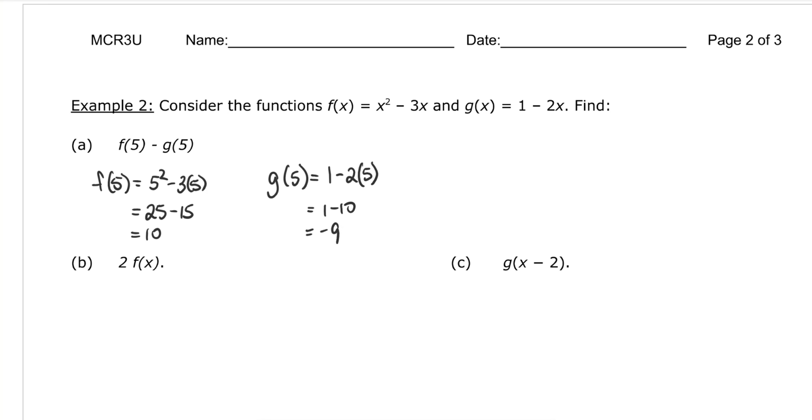And now I'm going to evaluate f of 5 minus g of 5. So f of 5 minus g of 5 tells me I'm going to just subtract the two values that I calculated for my expressions here, 10 and -9. And when I do that, I'll have 10 minus -9, which is positive 19. And there's the answer.